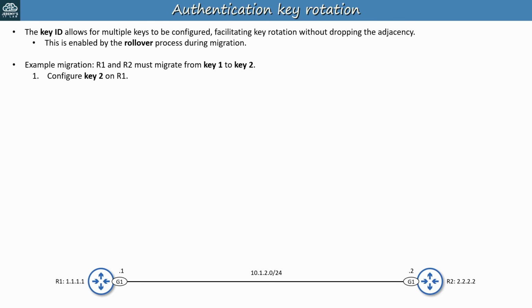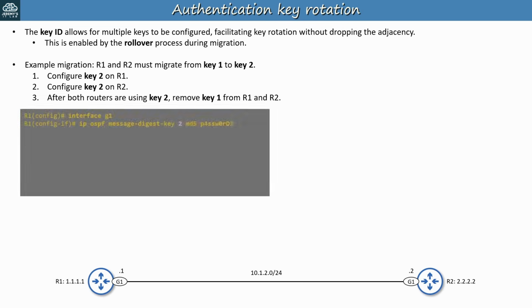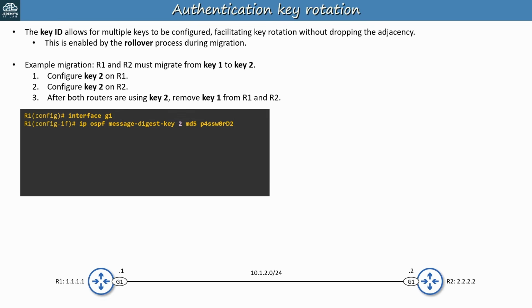First, configure the new key 2 on R1. Then do the same on R2. Finally, after both routers are using key 2, remove key 1 from R1 and R2. Let's try it out. I configured a new key with key ID 2 on R1. So currently, R1 has keys 1 and 2 configured, and R2 has only key 1.